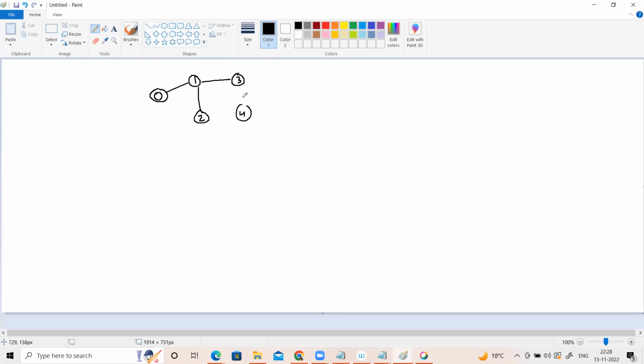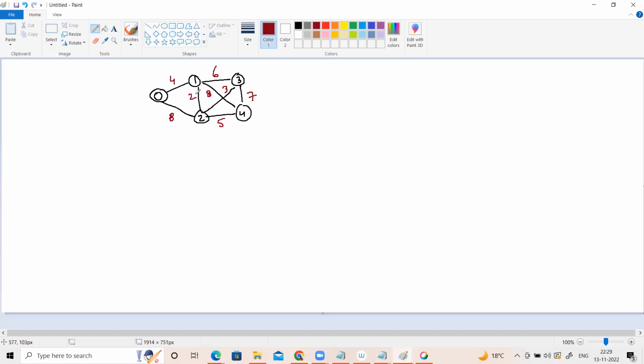So node 4 is connected with node 3, 2 is connected to 3, 0 is connected to 2. Let's put some weights over here: 4, 8, 2, right? And suppose we have 6, 7 over here, 5 over here, right? And you might have some connection over here as well. So you can put weights like 8 and 3.